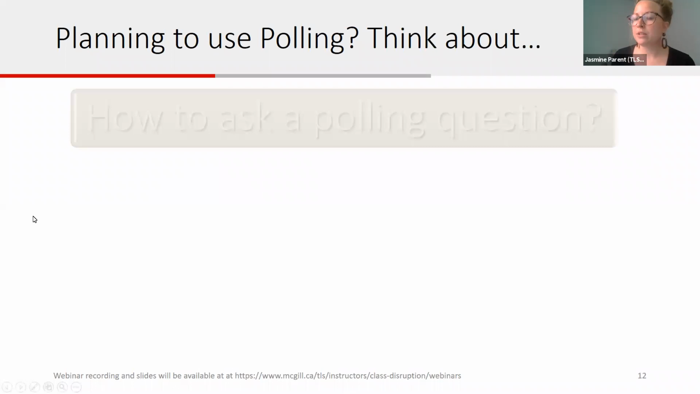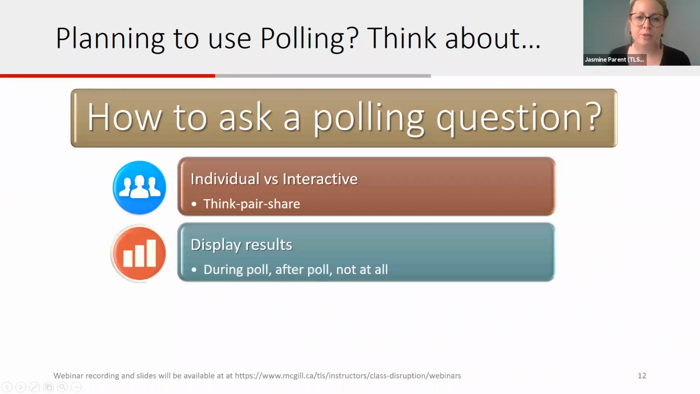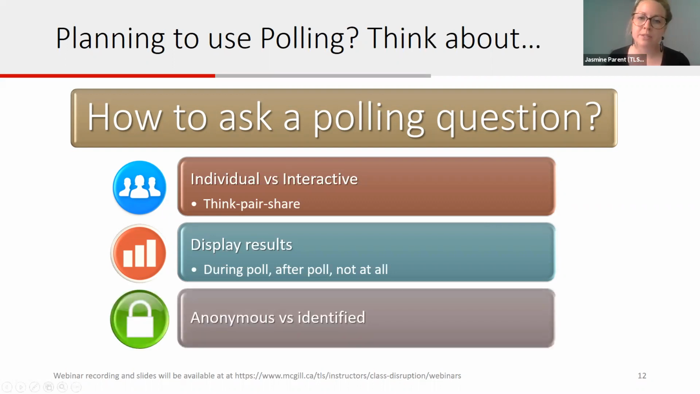There are then different ways in which you can use polling in your lecture. So you might want to think about, do you want your question to be answered individually, or do you want to pair it with an active learning strategy like think, pair, share, where you'll have your students discuss their responses with each other and then answer a question. You can also choose to display your results during a poll, after a poll, or not at all. And finally, you can choose to set your responses to be anonymous. This might be interesting if you are asking more sensitive questions that students would prefer to answer anonymously. And of course, you can also use identified questions to track participation and attendance.